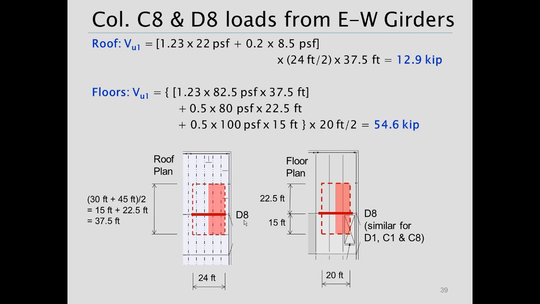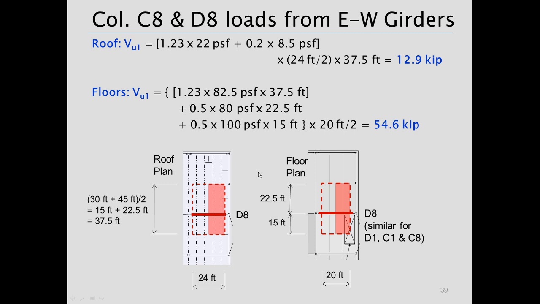From our roof, we're basically going to get a load that is the 1.23 times 22 PSF, 0.2 times 8.5 PSF, dead and snow. You can see below, I've got a tributary width that's coming in for D8 of 24/2 or 12 feet. The other dimension of that red shaded tributary width is 37.5 feet. So if we tally up our load from the roof, the factored load that we're coming in as concentrated load from that tributary area here is 12.9 kips.